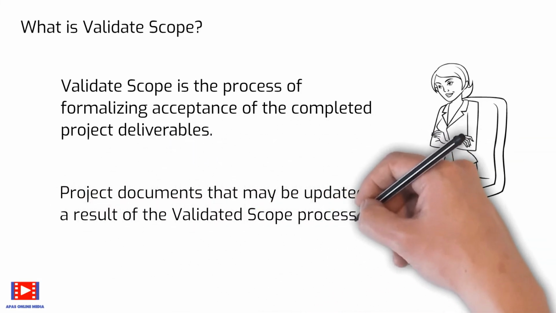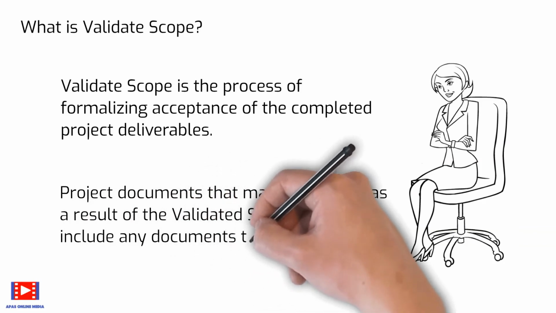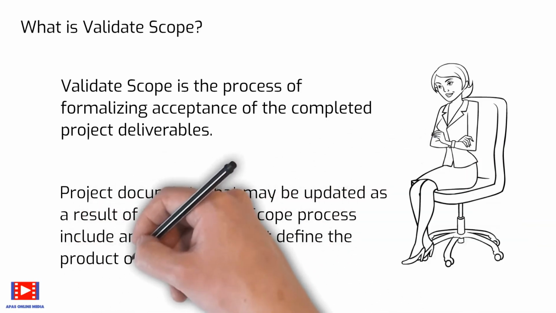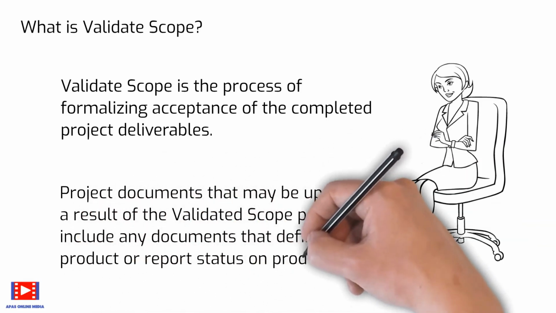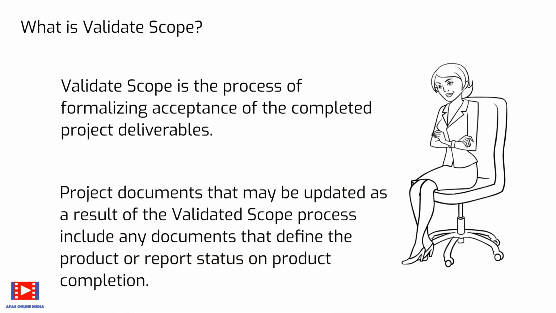Project documents that may be updated as a result of the validate scope process include any documents that define the product or report status on product completion.